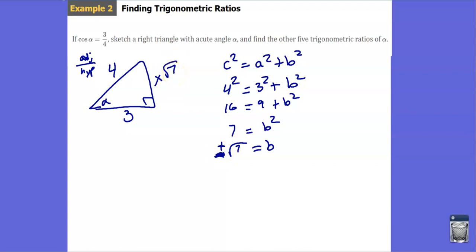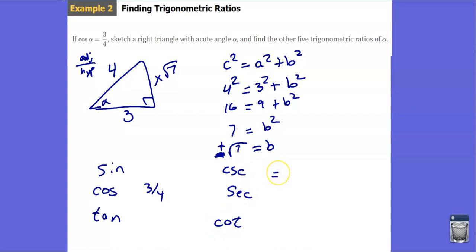And then it says find the other 5 trig functions. We already know what cosine is, so we're just going to worry about sine and tangent. We're going to go ahead and write cosine, just because that's 3/4, and we have to find the other ones: secant, cotangent, and cosecant. So cosine is 3/4, that's already given, and then sine, and everything's based off of this angle here. So sine is opposite over hypotenuse.